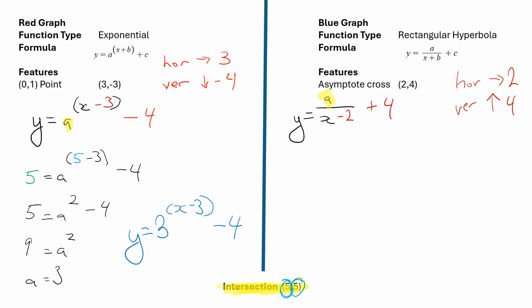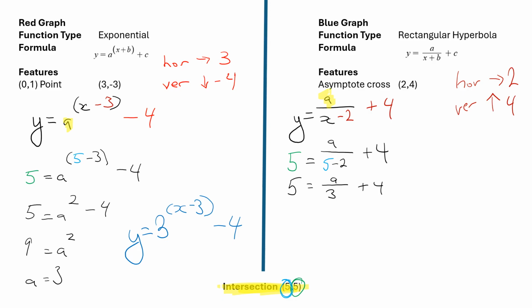What about our rectangular hyperbola? Well, we're going to do exactly the same thing. I'm going to substitute in my 5 into my y value, equals a over, and then I'm going to substitute in my 5 for my x value, minus 2, plus 4, and then all I have to do is work this out. So 5 is equal to a over 3 plus 4.